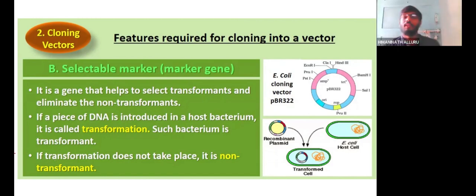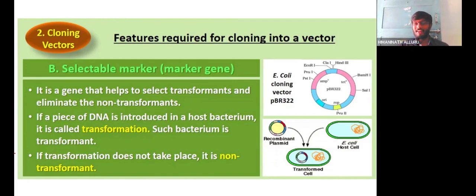Yes, teachers. Transformation is uptaking of DNA from its surrounding. A bacterium will uptake the DNA from its surrounding, which is called transformation. Transduction is a method of transfer of viral DNA into the bacterium, like the phage virus, how it infects. At that time, the DNA from the phage virus will enter into the bacterium. This we call transduction.